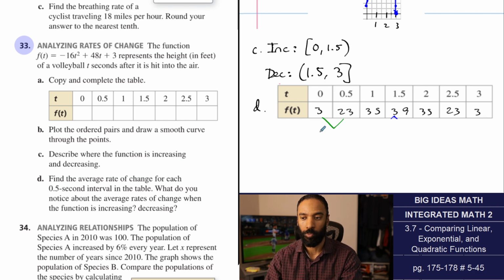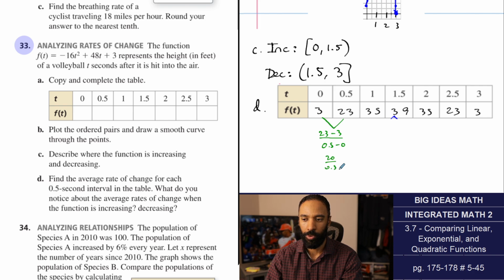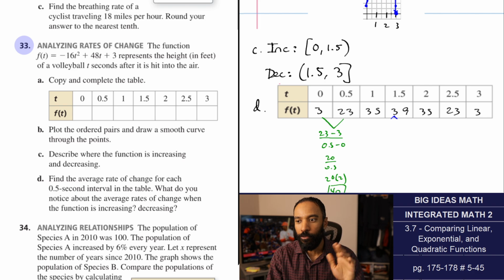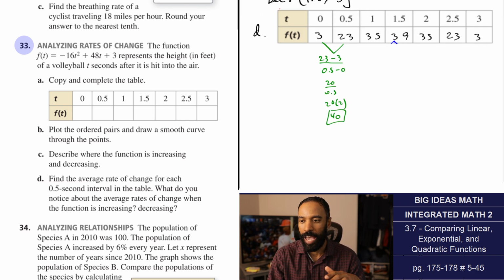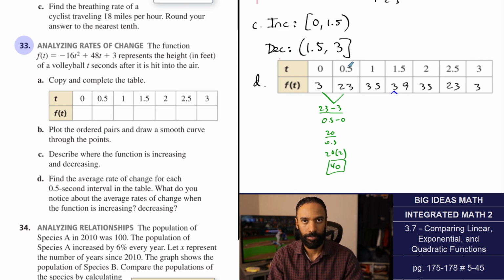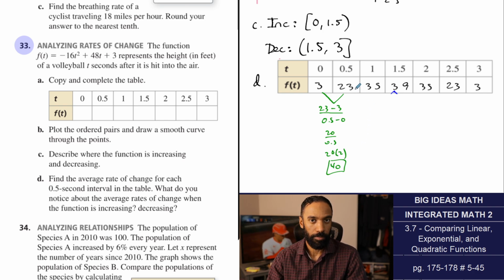So I'm going to work this one here the first time. 23 minus 3, which is 20, over 0.5 minus 0. That is 20 over 0.5, which is 20 times 2, which is 40. So that slope is 40. This is feet. It's averaging 40 feet per second of increase over the course of the first half second. Does it stay like that? No, gravity takes over. But that's the initial bump speed, 40 feet per second upward.